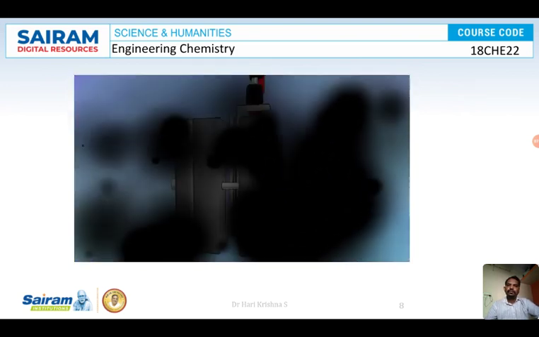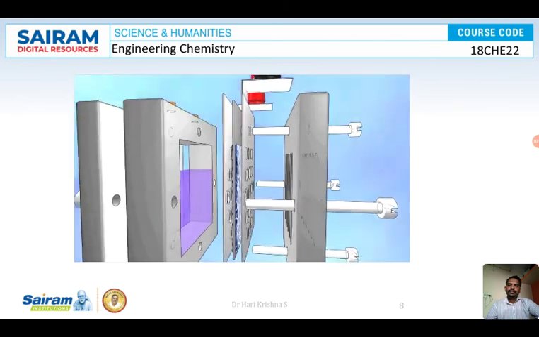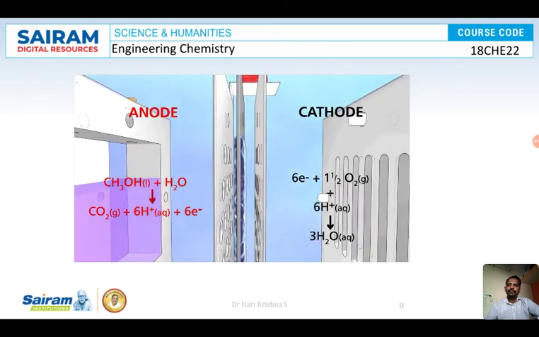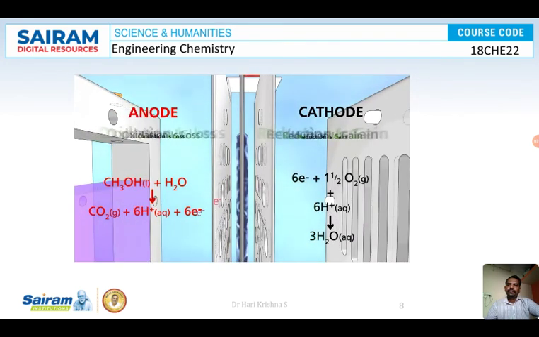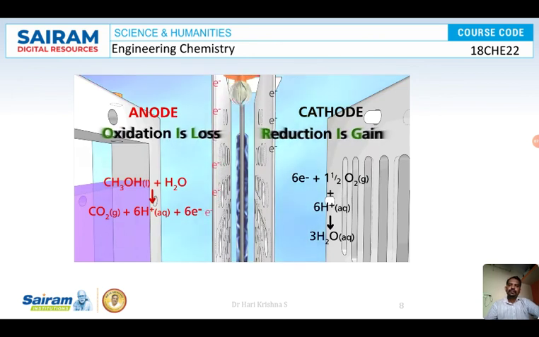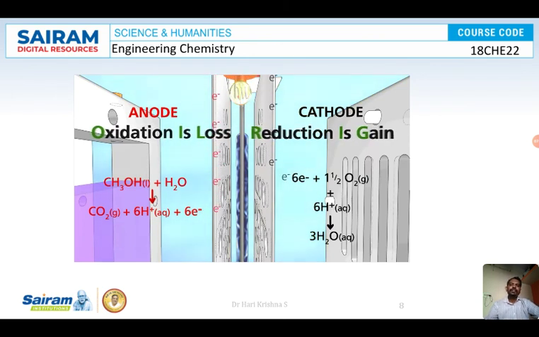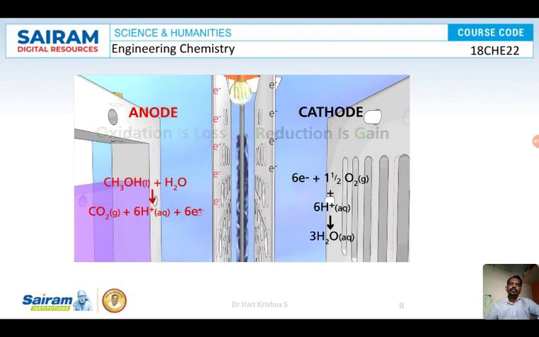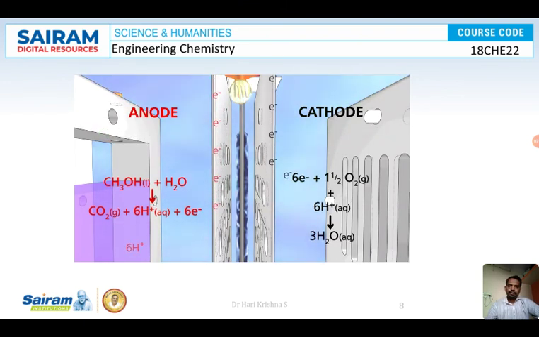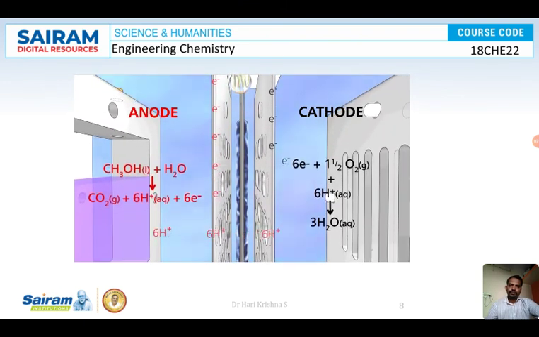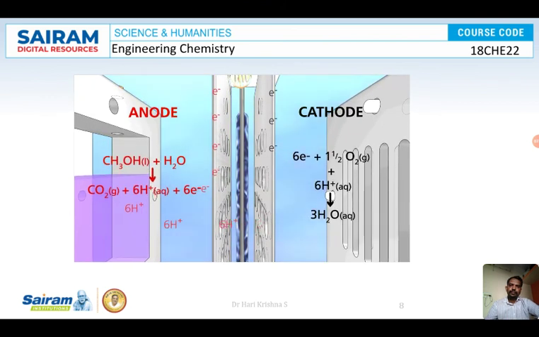The half equations which occur at the electrodes of a methanol fuel cell are shown. Remember the acronym OIL RIG. Oxidation is loss, reduction is gain. Oxidation is loss of electrons, reduction is gain of electrons. Hydrogen ions formed on oxidation move through the electrolyte. The carbon dioxide gas formed is lost to the atmosphere.